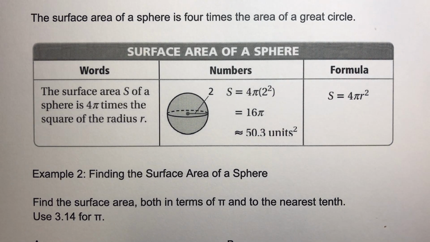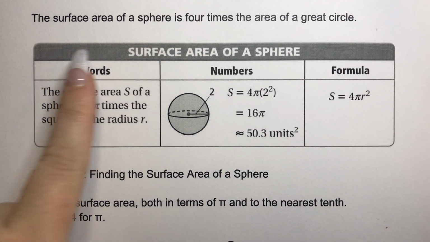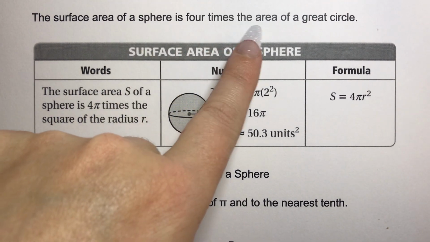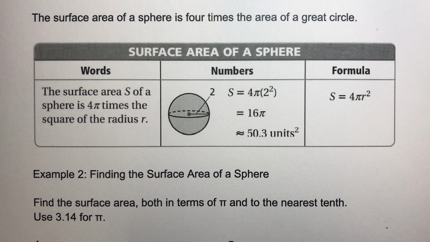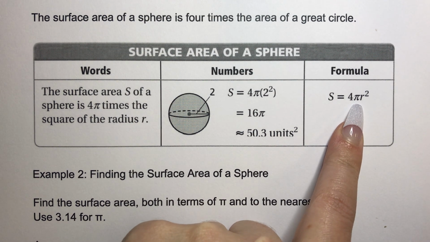All right, welcome back for example 2. Example 2 is about finding the surface area of a sphere. So the surface area of a sphere is 4 times the area of a great circle. And that's the formula here.